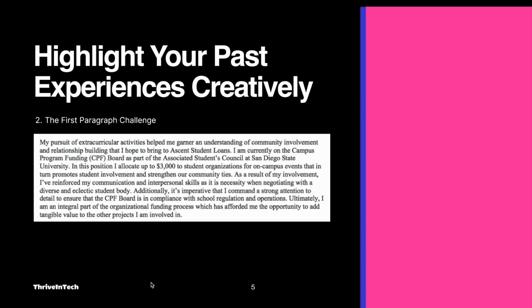So, for example, here it says, my pursuit of extracurricular activities helped me garner an understanding of community involvement and relationship building that I hope to bring to Ascent Solution Loans. So you can say the name of the company. You mention the name of the company repeatedly in your cover letter.